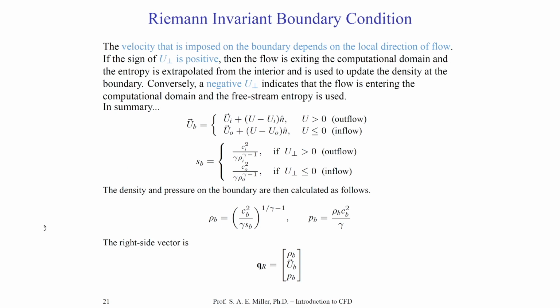Now, we impose a velocity on the boundary, and it will depend on the local flow direction. So if u is positive, then the flow will exit the computational domain. The entropy is extrapolated, and the interior is used to update the density at the boundary. Obviously, the opposite happens for a negative value of u. That means the flow is entering the computational domain, and the free stream entropy would be used, which could be derived from the free stream temperature in some cases.